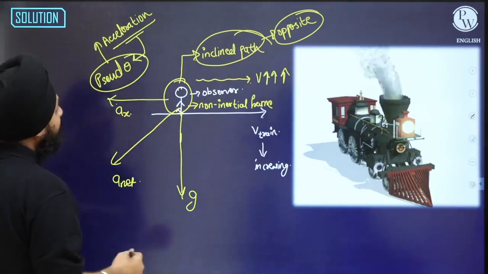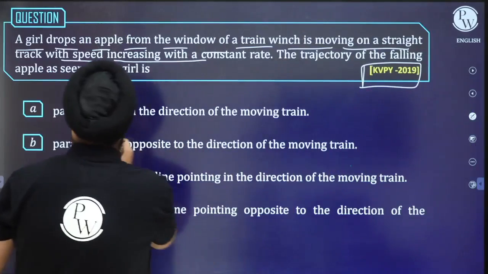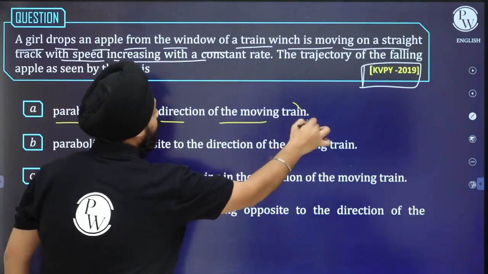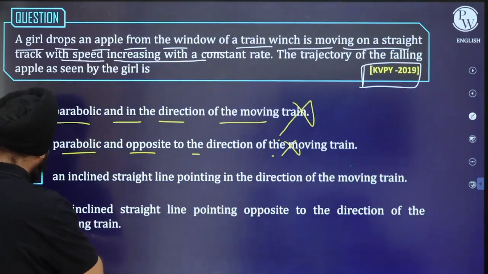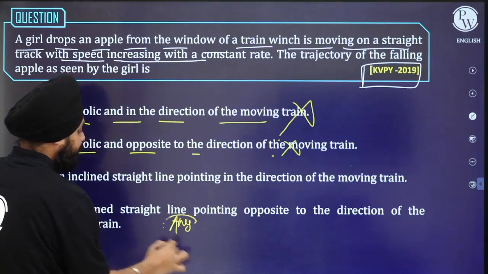So what will be the correct option? Let's see. A parabolic path in the direction, wrong. A parabolic path, wrong. Inclined, D is the perfect answer for this specific question.